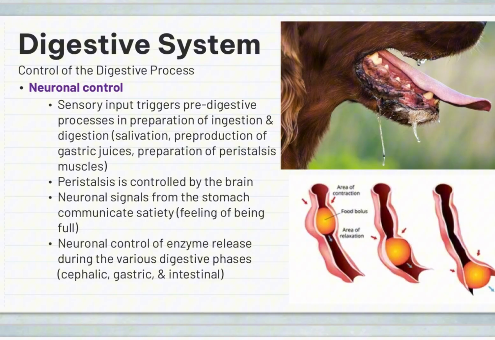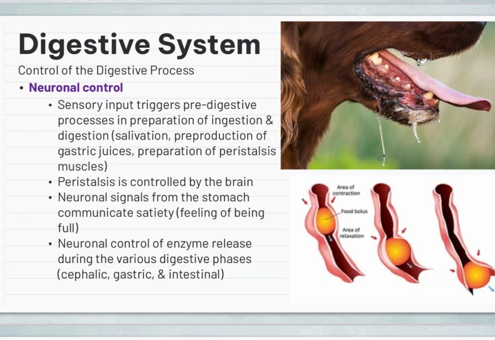Peristalsis is controlled by the brain, in fact. So when you swallow, it's both a voluntary and involuntary action. Neural signals from the stomach also communicate the feeling of being full. So if you eat super duper fast, then your brain might think, oh, I'm full, I can't eat anymore. But if you eat slowly over time, then you can actually figure out how much more you can take. Or maybe you just eat a little bit and you're done.